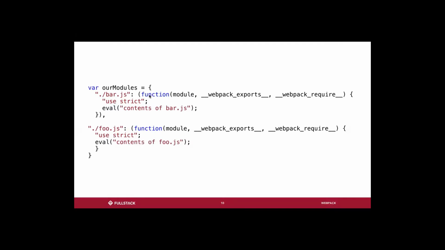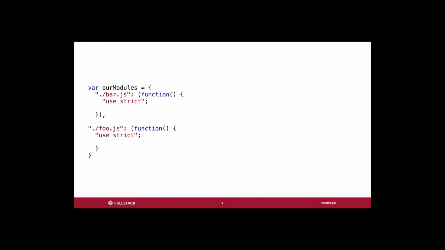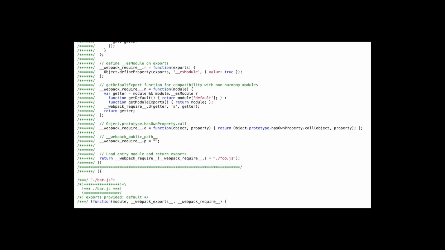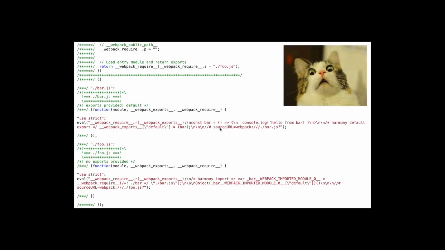So the actual runtime of these functions when they're eval'd is going to be using these values on scope in place of the import export syntax. If we go back a bit to our scariness right here, we can see what that might look like. Here we're saying Webpack require, Webpack export.